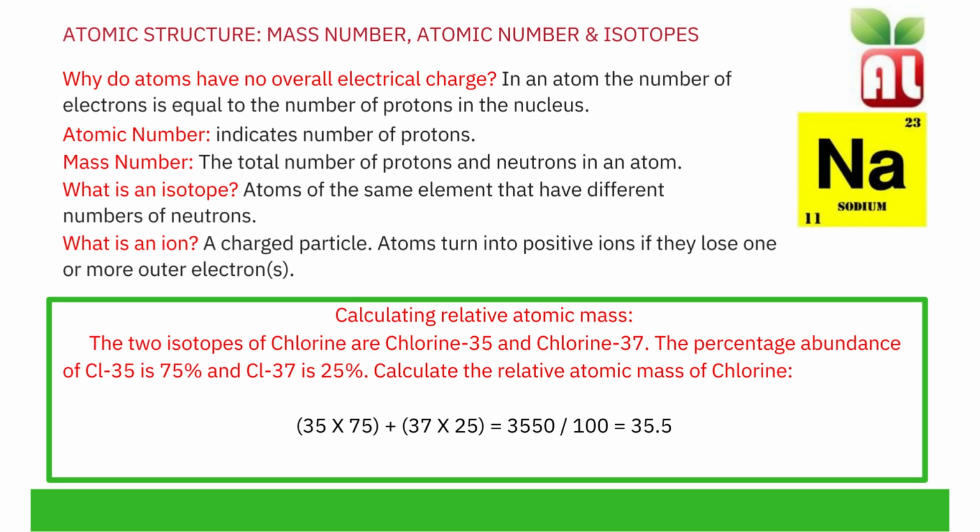To calculate the relative atomic mass of chlorine, you multiply the mass number by the percentage abundance and you add for all other isotopes. So for chlorine, we calculate 35 × 75 plus 37 × 25. Divide this answer by 100 as our values were percentages, and we get an answer of 35.5.